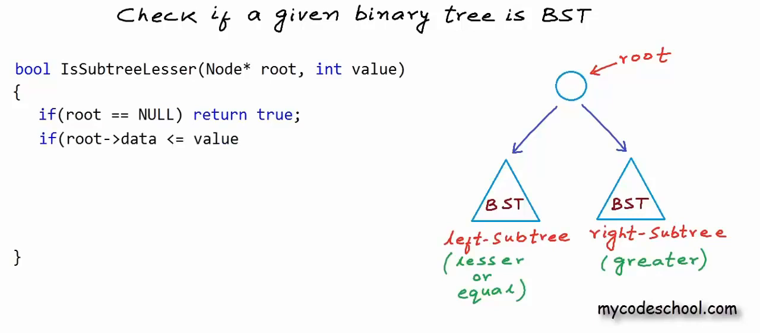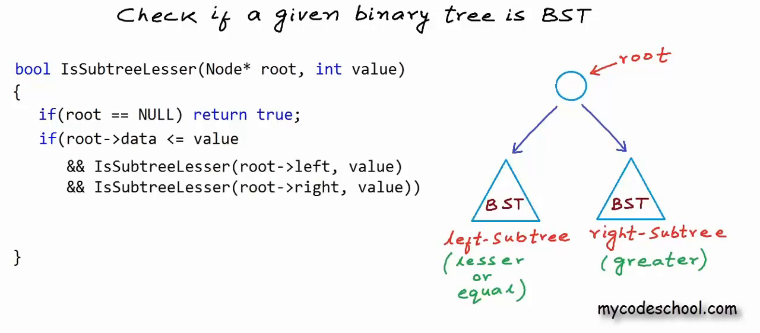Else we need to check if the data in root is less than or equal to the given value. And we also need to recursively check if left and right subtrees of the current root have lesser value or not. So I'm adding two more conditions here. I'm making two recursive calls, one for the left subtree and another for the right subtree. If all these three conditions are true, then we are good, else we can return false. isSubtreeGreater function will be very similar.